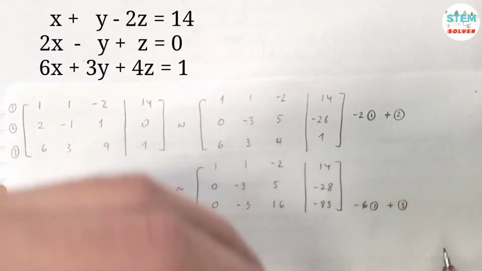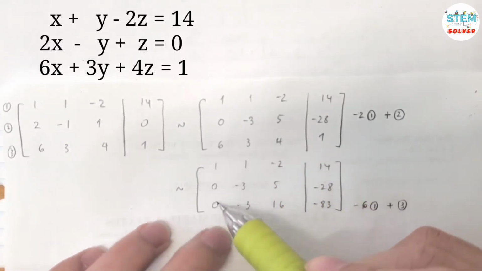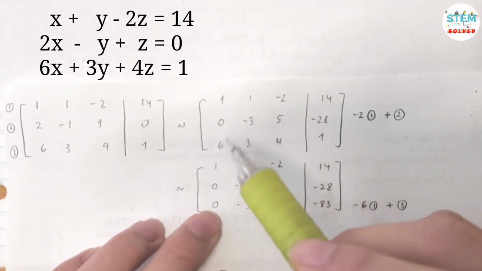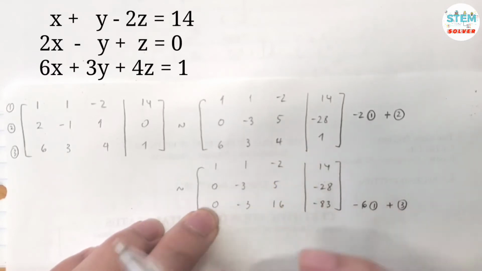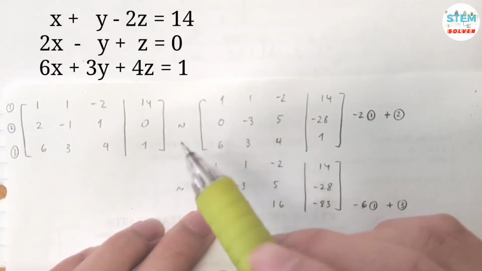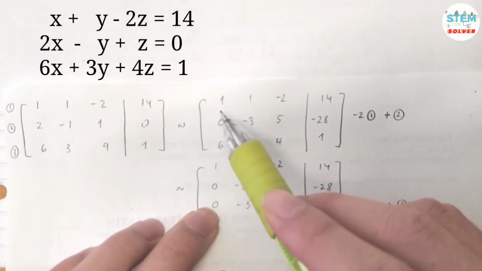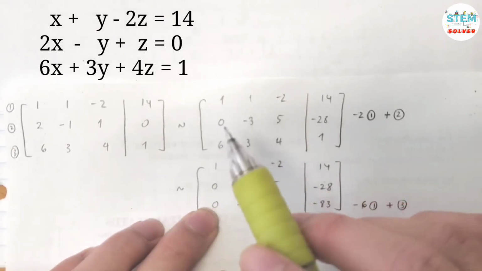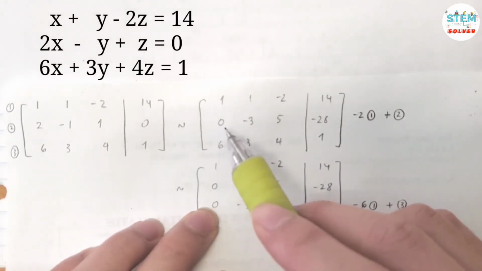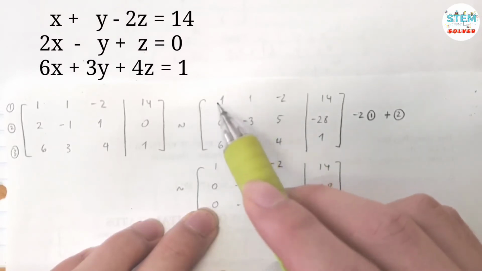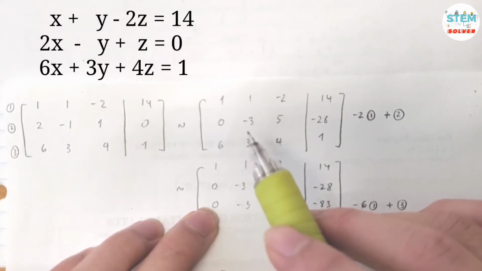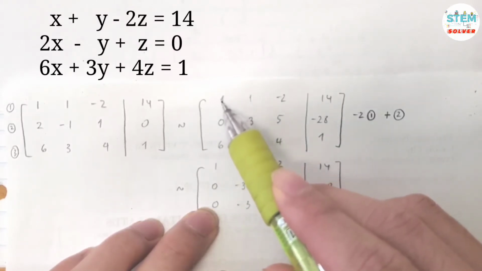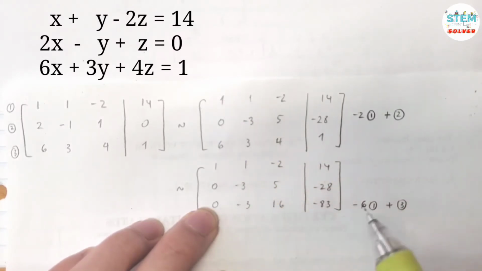After that step, you need to get 0 for the first column of the third row. You are going to do the same thing you did for the second row. Use the row that you haven't used yet. Don't use the row that you already did, so don't use this row, use the first row. Use the row that you haven't touched. Multiply the first row by negative 6 and add it onto the third row.